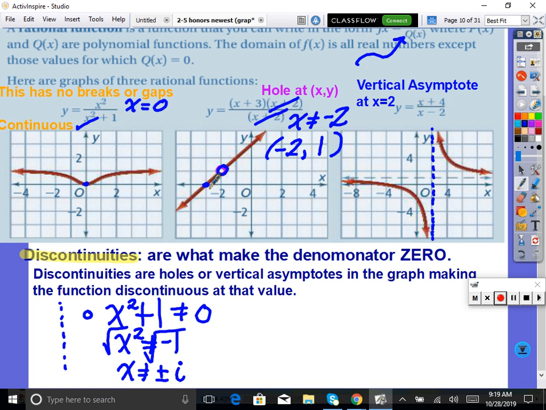Negative 3. Is it crossing at negative 3? Yeah. So everything's working out with what we've learned so far. Okay, let's go on to this next example. X plus 4 over x minus 2. Our discontinuity is x cannot be 2. Now it didn't divide out, therefore there is no hole, and there is just a vertical asymptote at positive 2.